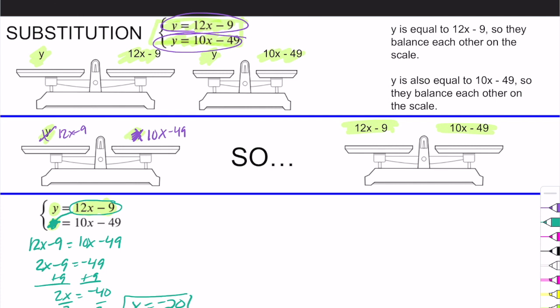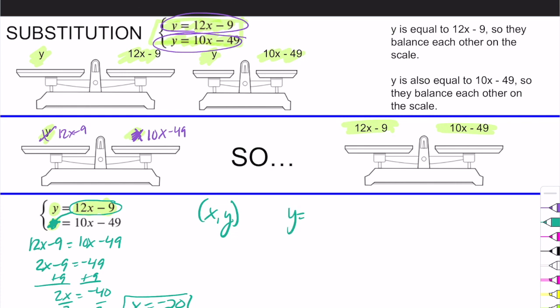Now recall, when we were looking at our graphs, we were looking at a point of intersection, and that point we would write as the ordered pair x, y. We know x, we need to find y. We're only halfway done finding the solution. It actually doesn't matter which equation you pick. You could use y equals 12x minus 9. You could use y equals 10x minus 49. They're going to lead you to the same answer.